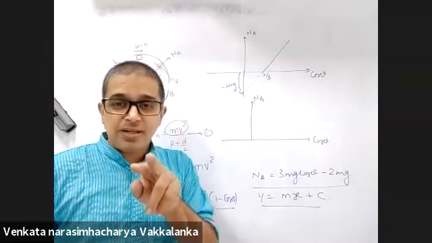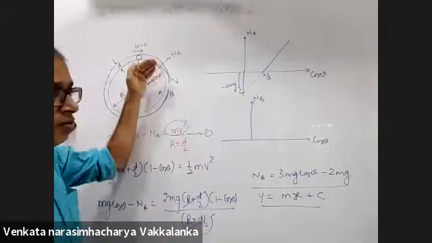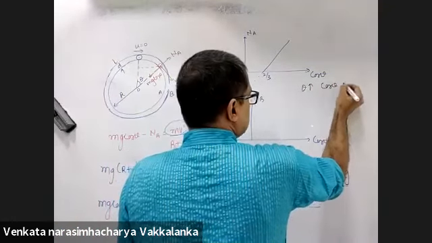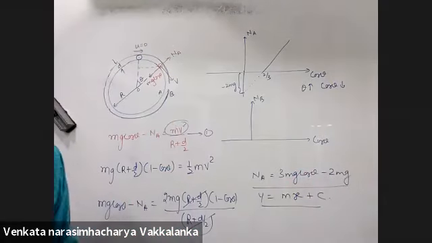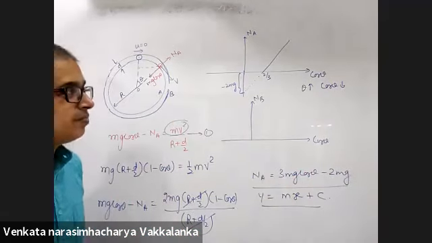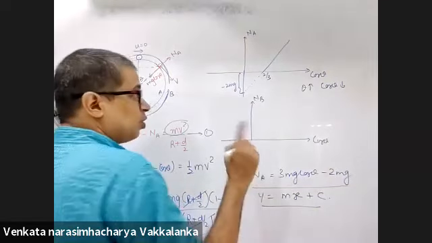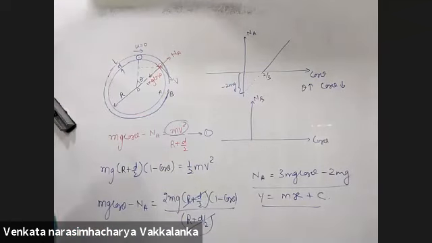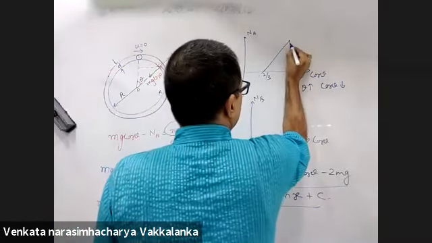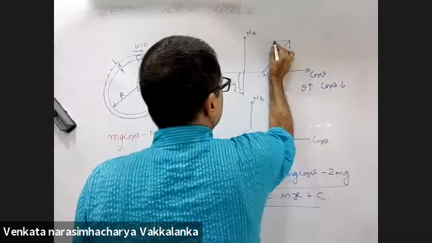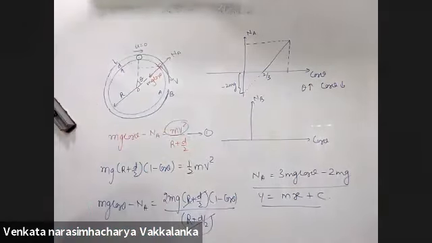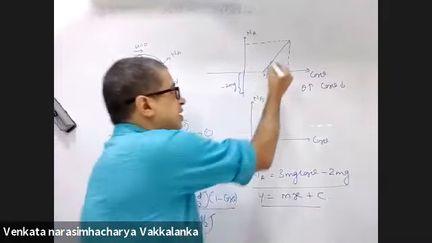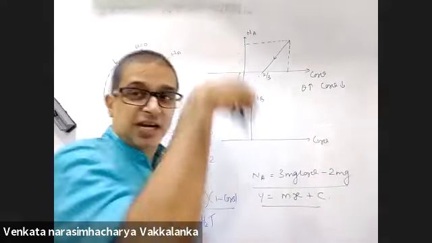Interestingly enough, as theta increases here, cos theta decreases. Remember, as theta increases, cos theta decreases. Isn't it? At cos theta equal to 2 by 3, Na becomes 0. Theta is increasing, cos theta is decreasing. That means you are moving from here to here. Technically, the graph is moving this way.